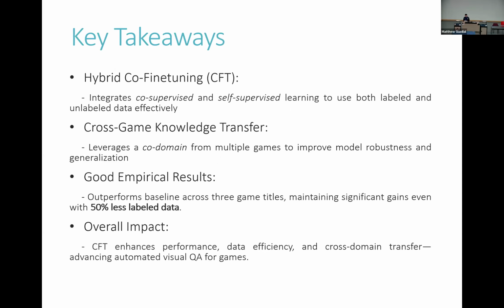The key takeaway is that we propose a hybrid co-fine-tuning method, which integrates co-supervised and supervised learning. It can use both labeled and unlabeled data effectively, and it enables cross-game knowledge transfer. It leverages co-domain data from multiple games to improve model robustness and generalization. Our results show the proposed method outperformed the baseline across three game titles. Overall, the impact is that SAFETY enhances performance, data efficiency, and cross-domain transfer, and it advances automatic vision QA for video games.